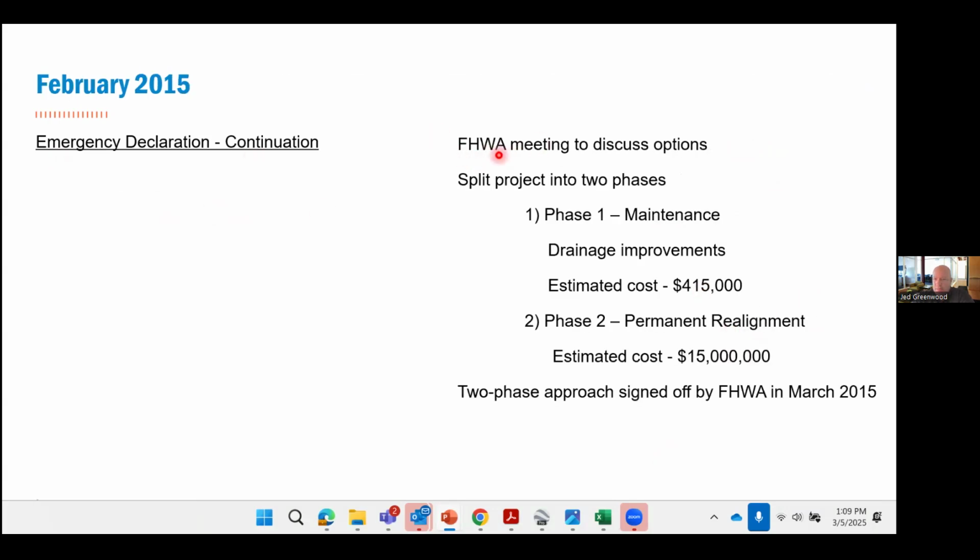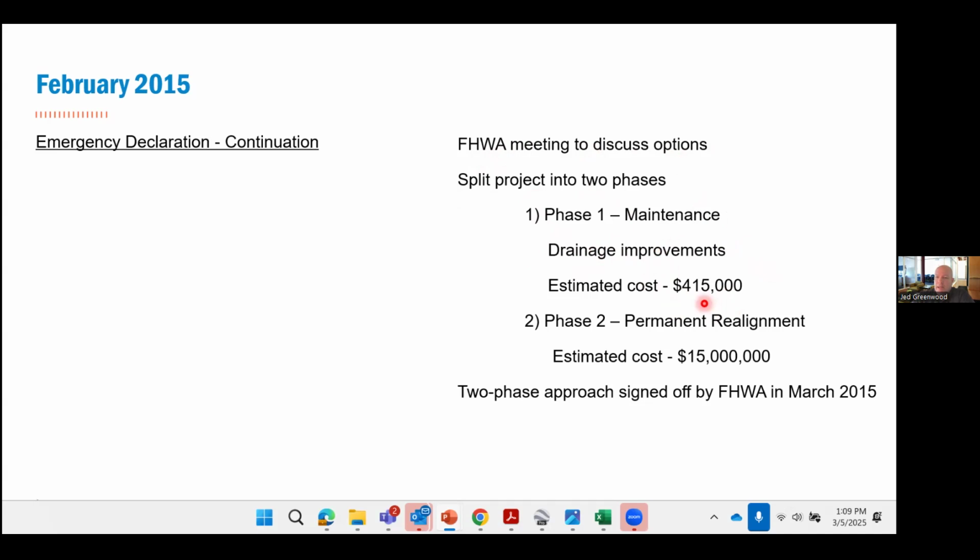But FHWA, that's the Federal Highway Administration, they met, they discussed options. They decided to split the project into two phases. Phase one, not to be confused with the previous phase one that I mentioned, was to perform some maintenance, some drainage improvements. There was some water that was ponding upslope of the highway embankment. They wanted to make sure that water was not infiltrating into the landslide.